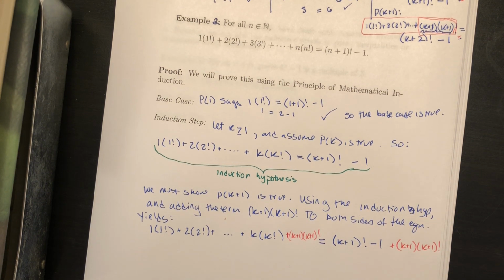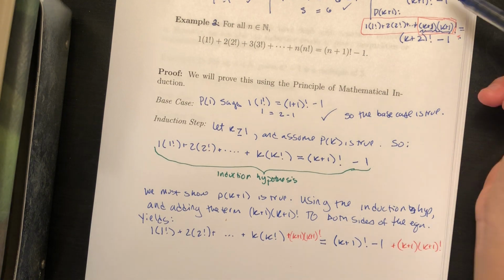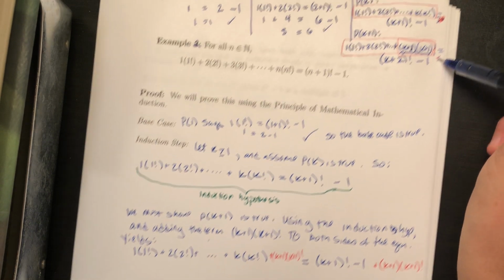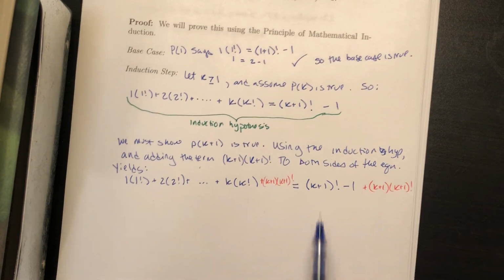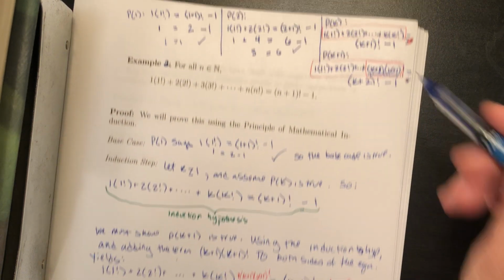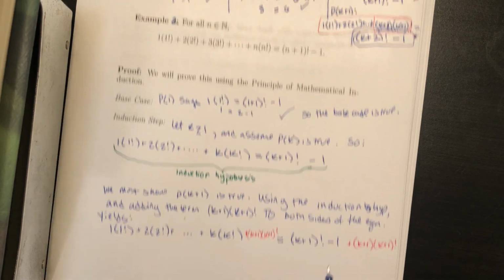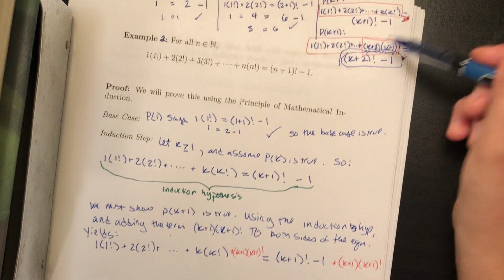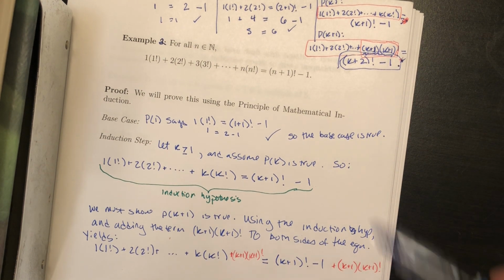All right. Now, the left-hand side of this equation matches the left-hand side of the statement that we're trying to prove is correct. So all we really need to do is show that the right-hand side of this equation matches the right-hand side of what we're trying to prove. If we can show that this is equal to (k+2)! minus 1, then we'll be done. We will have shown that P(k+1) is true, and we will have completed the induction step.